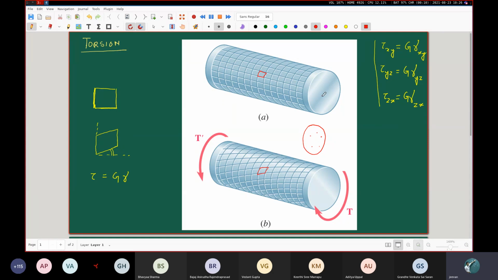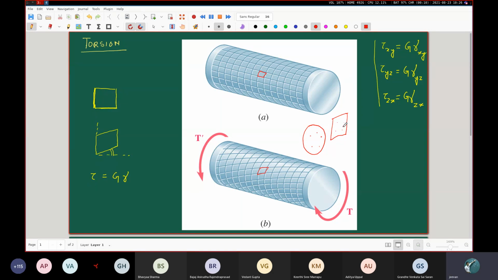Instead of this circular cross section, suppose you had a rectangular cross section like this, a square or a rectangle, or even a triangle or an ellipse. Then what I just said, that all these points will remain like this, that is no longer true.